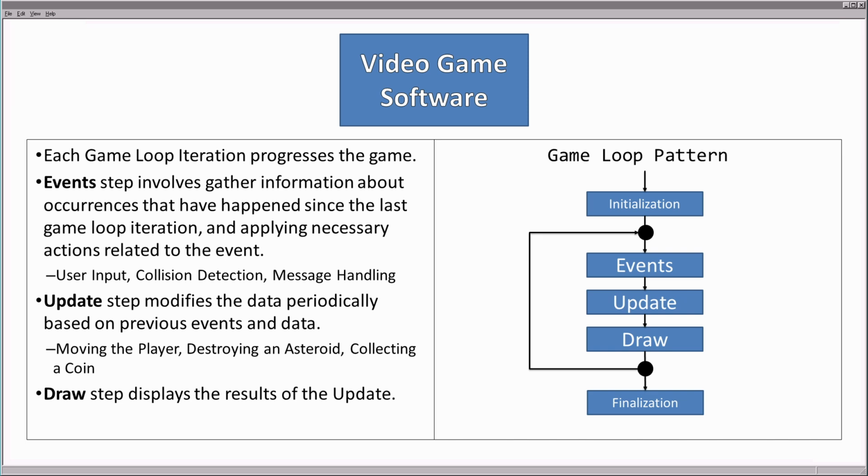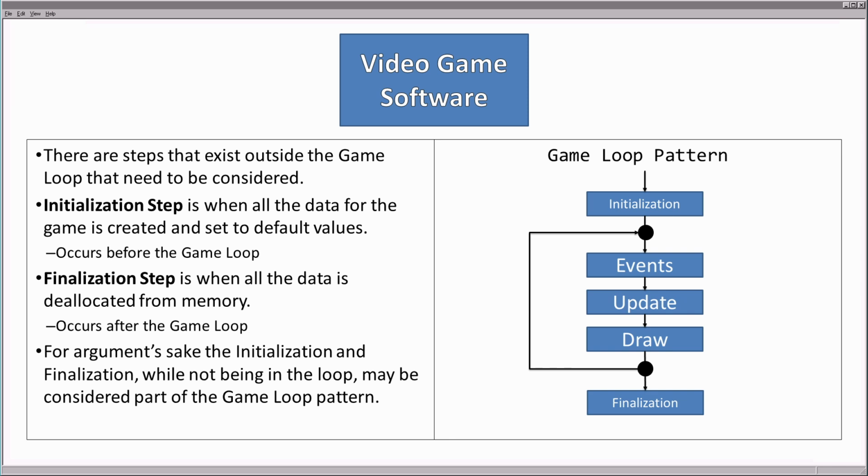The event step helps gather information about occurrences that happen since the last game loop iteration and applies necessary actions that are related to the event. These can be related to user input, collision detection, message handling. These are all common events. The update step modifies the data periodically based on the previous events and previous data. Moving the player, destroying an asteroid, or collecting a coin are tasks that are commonly performed during the update step. Finally, draw displays the results of this update.